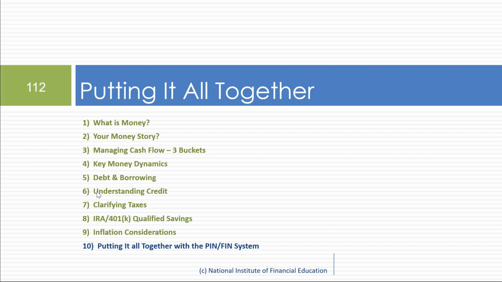Then we're going to put it together and give you a way to see how you've done over your life to this point in time. In other words, how can you go about measuring how well you've done and see where you need to go to get where you'd like to go financially. So let's go through each of the first 9 modules.